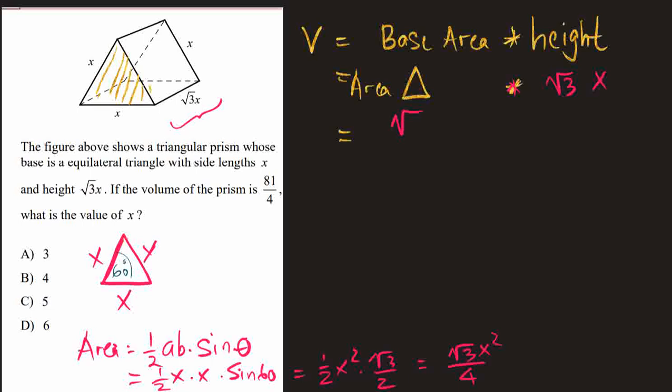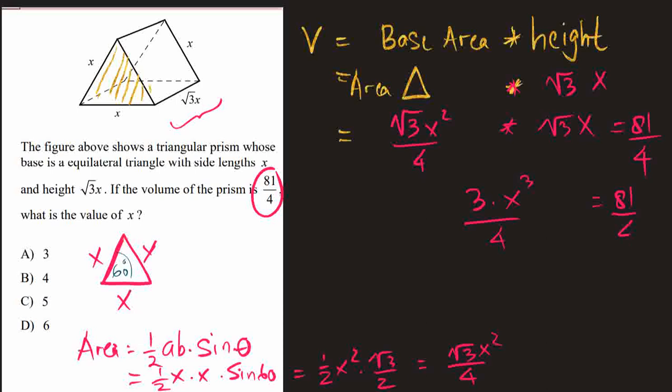Now we put here square root of 3 x squared over 4 times square root of 3 x. Given the volume is 81 over 4. Now we can count square root of 3 times square root of 3 is 3. X squared times x is x cubed, over 4 equals 81 over 4. Now we can cancel out the 4. We have x cubed equals 81 over 3, which is 27, and x equals cube root of 27, which is equal to 3. So we have the answer 3 here.